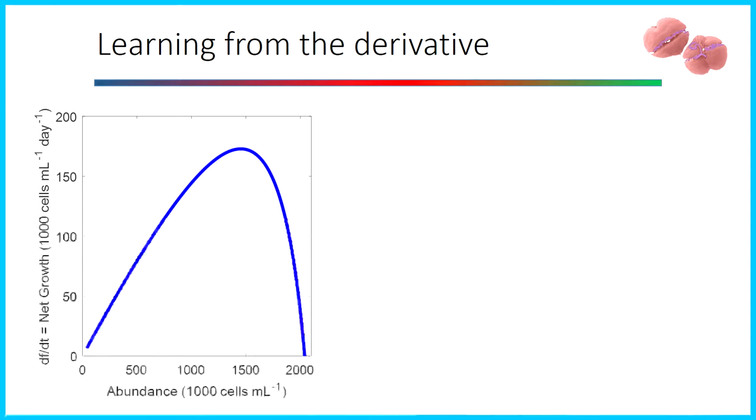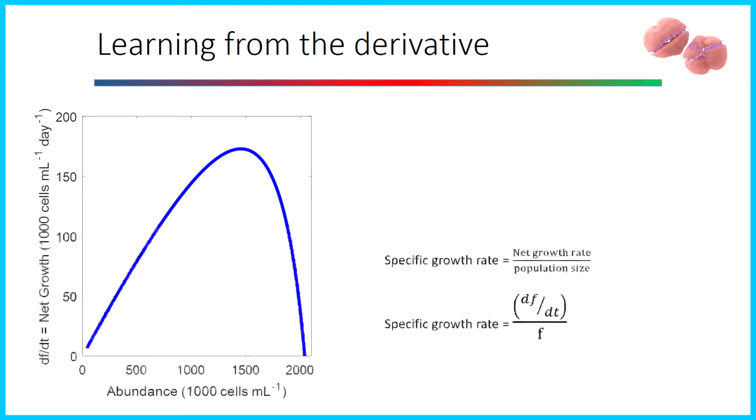Let's calculate the specific growth rate. The specific growth rate is the number of divisions per cell per day, or in other words, it is a measure of how rapidly the population is doubling. The specific growth rate equals the net growth rate divided by the population size. So basically, it is normalizing the growth rate to the size of the population. Another way of writing it would be to say that the net growth rate is equal to the derivative of f with respect to t divided by the function f.